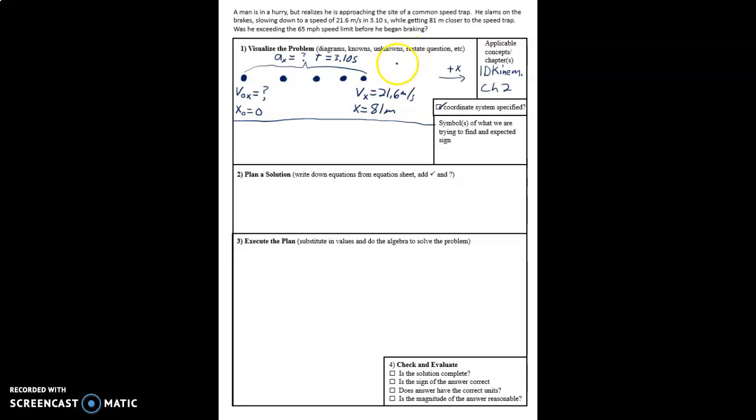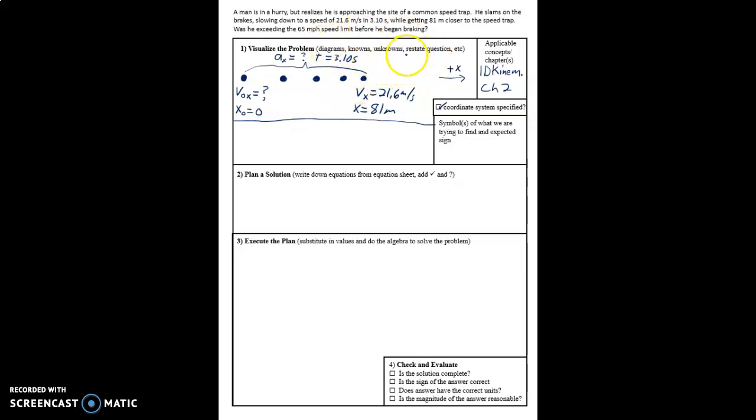In this question, there's a man who's driving along, and he sees a speed trap, so he slows down. During the time that he's slowing down, he travels 81 meters in a time period of 3.10 seconds. His final speed is 21.6 meters per second. But we're asked, was he exceeding the speed limit before he began braking?